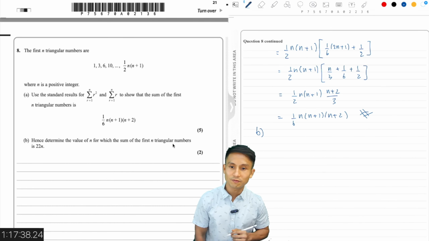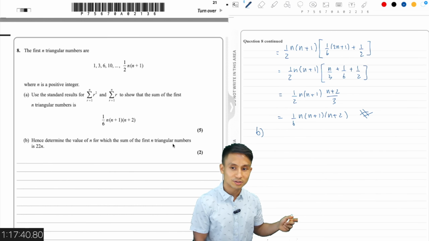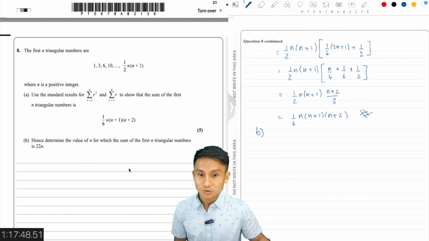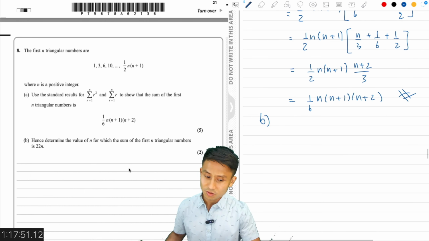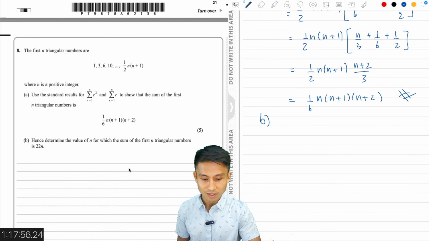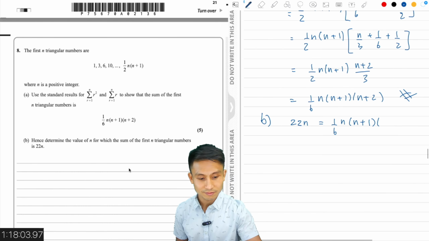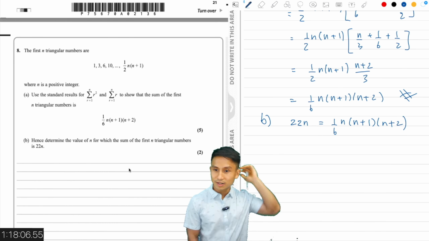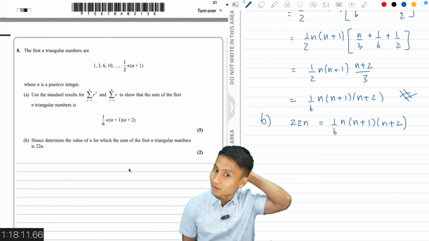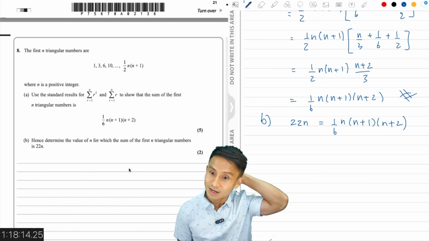Okay, and part B. Hence determine the value of n for which the sum of the first n triangular numbers is 22n. The sum of the first n triangular numbers is 22n. So this is the sum of the first n terms. It's 22n, so I'm just going to write 22n like that, equals that. Just equate them, because the sum is 22n. Isn't that simple?